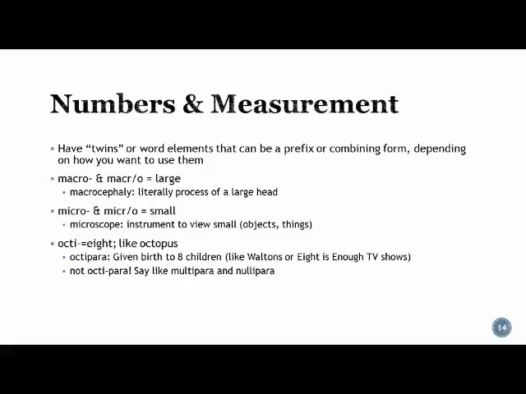Octi means 8, as in octopus. So octipara, not octipari, octipara is someone who has had 8 births. So kind of like the old TV show, The Waltons, or maybe the one you've seen, Eight Is Enough. So octipara.